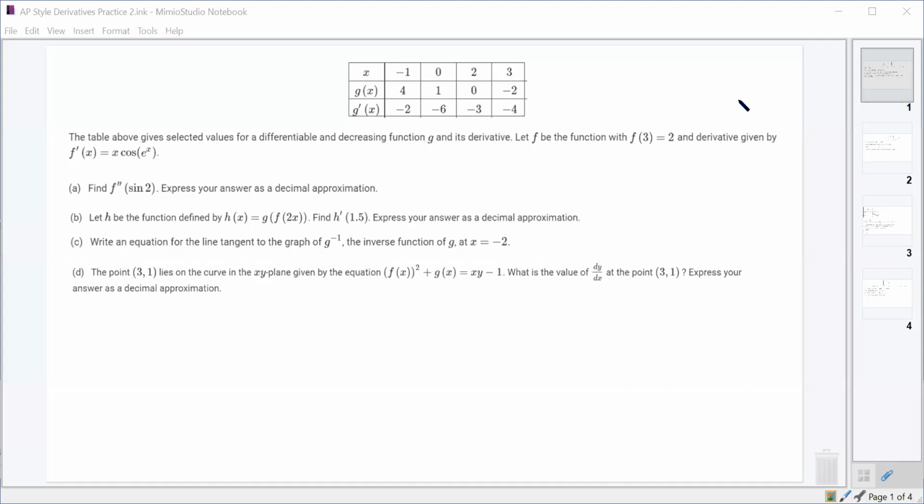So we're given a chart of values, and we are given some information about f of x, where f of 3 is equal to 2, and f prime of x is x cosine of e to the x. So the first thing we're going to try and do is figure out what f double prime of the sine of 2 is. And since this is a calculator problem, we should just be able to use the calculator to evaluate what the derivative of that function is.